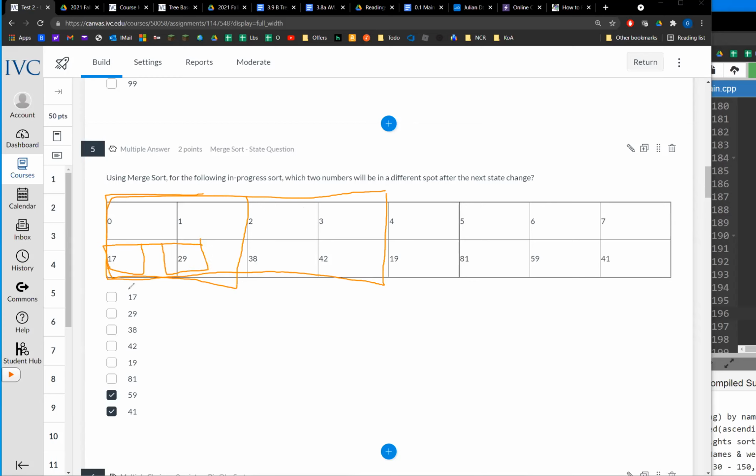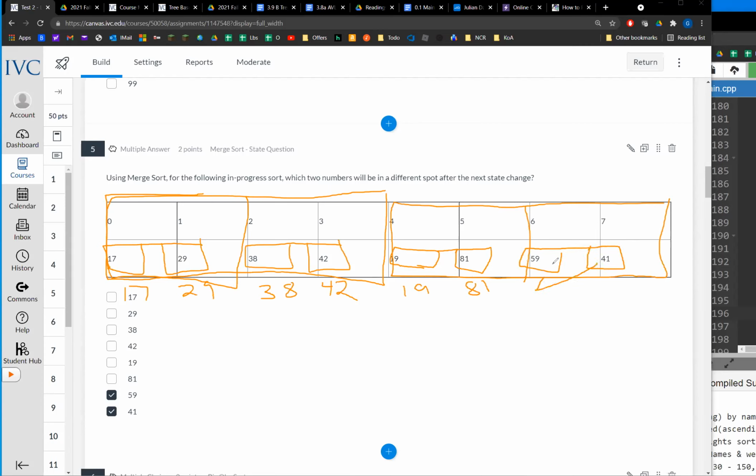Right, which we divided in half. Then we get to these two one-digit lists, 1981. That's merged, and then we get to this point. So these two are not yet merged, so they need to change state next. And then there would be one more state after this with 17, 19, etc. 29, 38, 41, 42, 49, and 81.